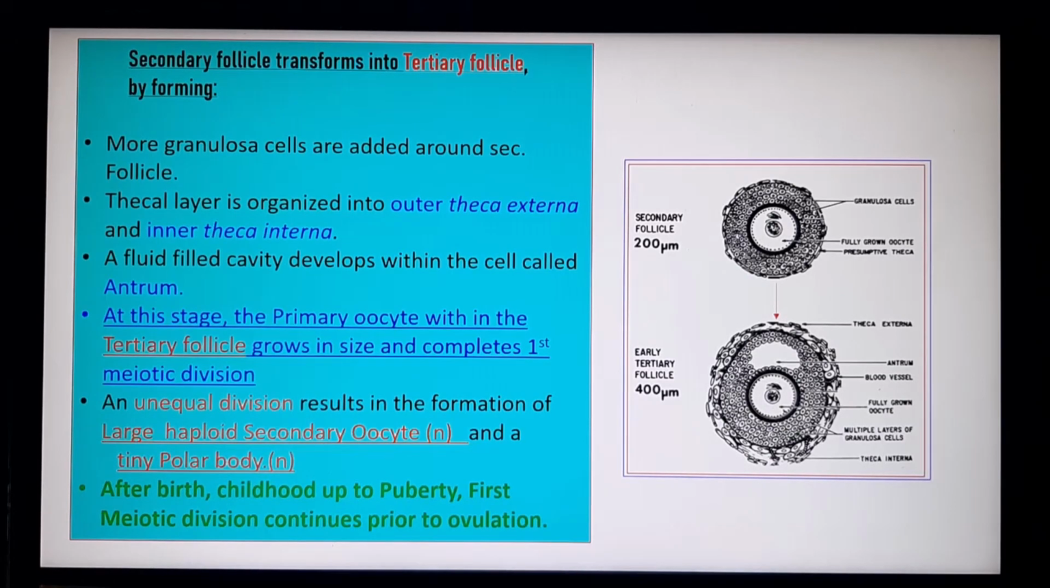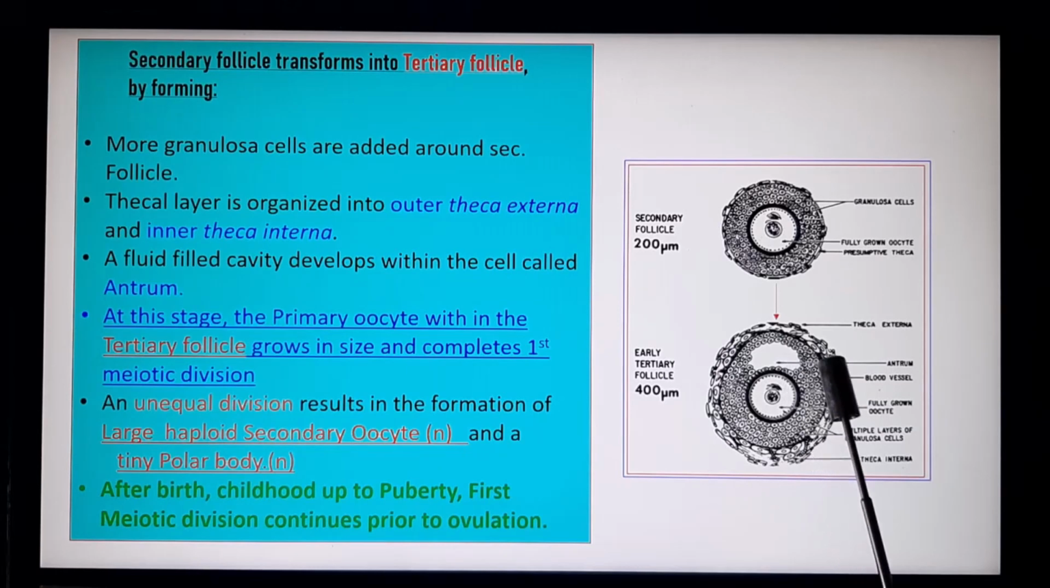A fluid-filled cavity develops within the follicle, which is called the antrum. You can see a fluid-filled cavity is developing here, and that's known as the antrum. This is the characteristic of the tertiary stage. So we can say that the thecal layer is there, more granulosa cells are there, and a fluid-filled cavity, the antrum, is also there around the primary oocyte.